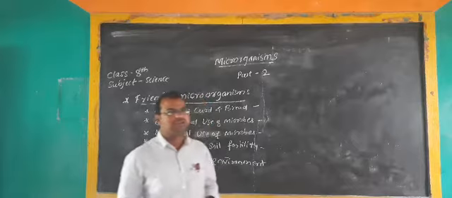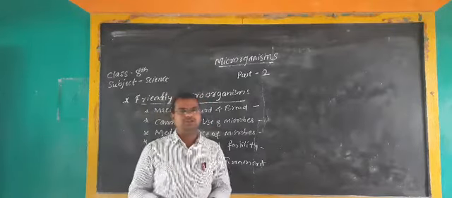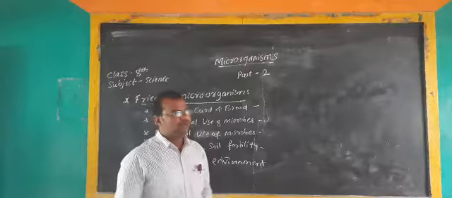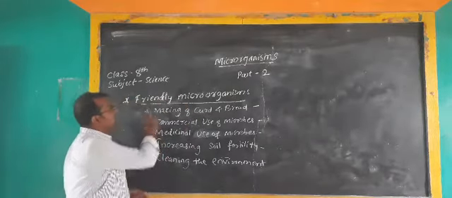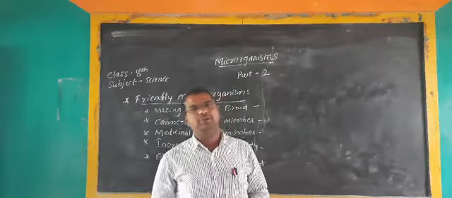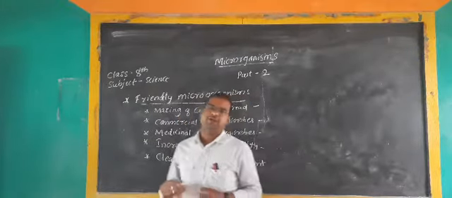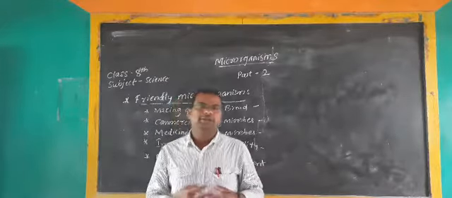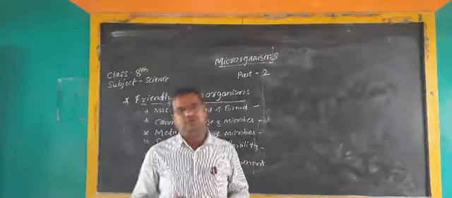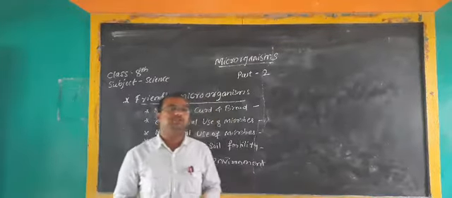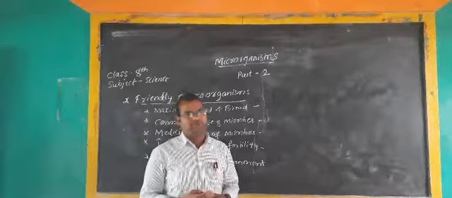In part 1 we discussed what microorganisms are and the different kinds of microorganisms, and today's class we are going to discuss friendly microorganisms. We have discussed some diseases caused by microorganisms, like dysentery, typhoid, and cholera, how they are caused, and which organisms are responsible for causing those diseases in the previous class.